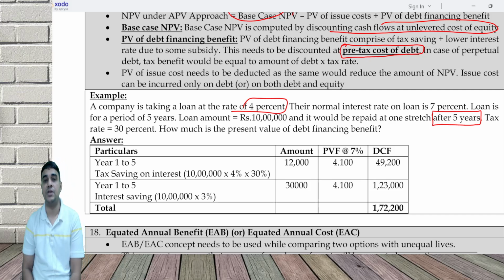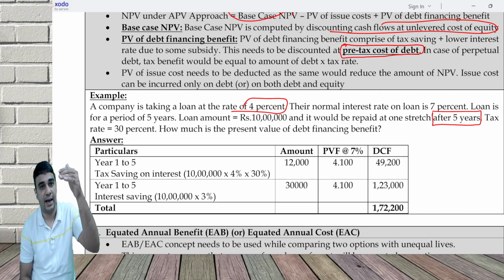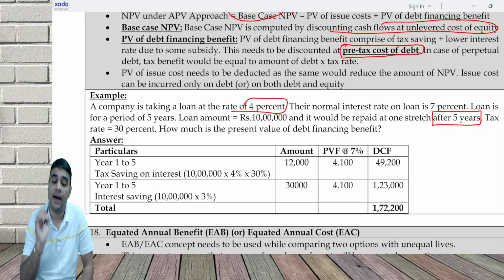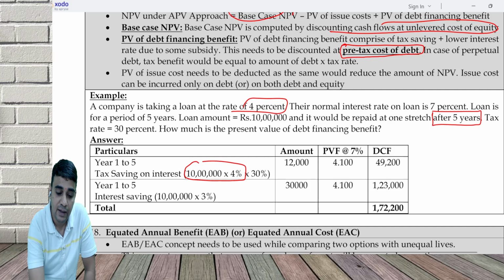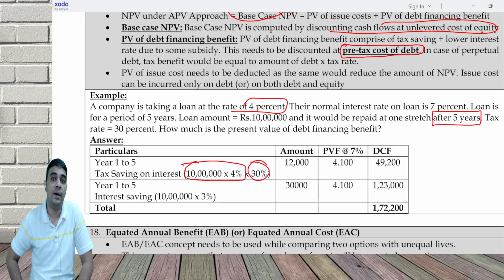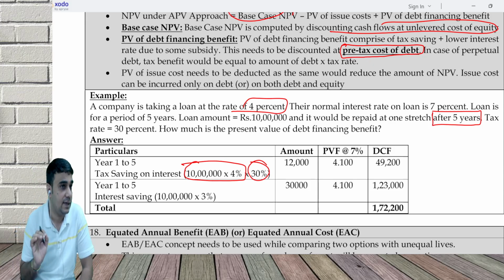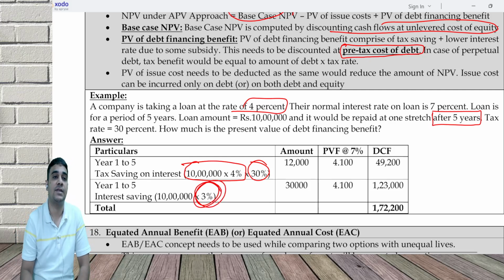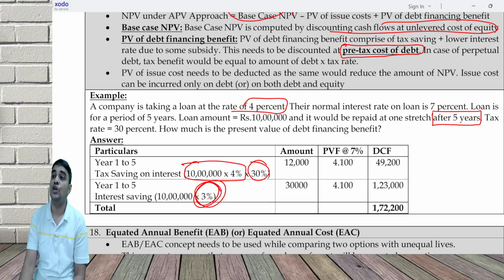This is a very important information. Otherwise, every year you have to calculate the loan amount, the interest saving, the tax saving, and then do discounting. One stretch means every year the same amount. So every year I am going to save 10 lakh into 4% into 30%. What is 30%? It is the income tax. Apart from that, 10 lakh into 3%. You are going to pay 3% lesser tax.